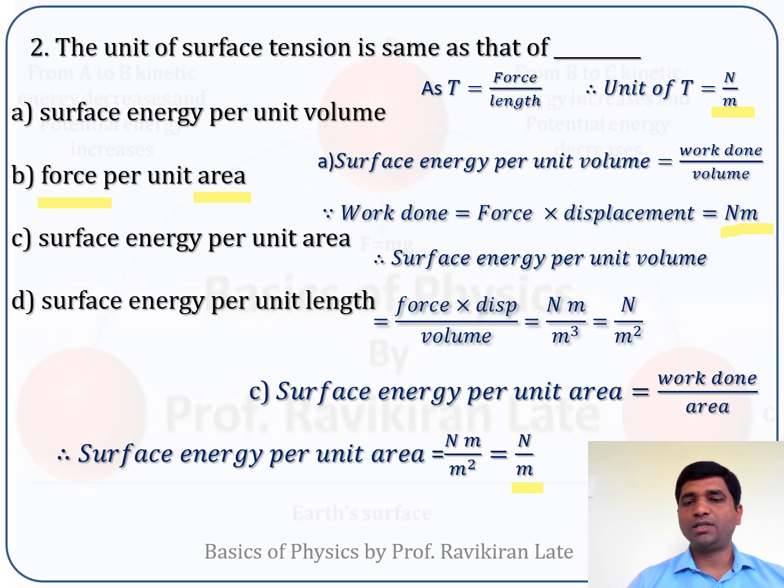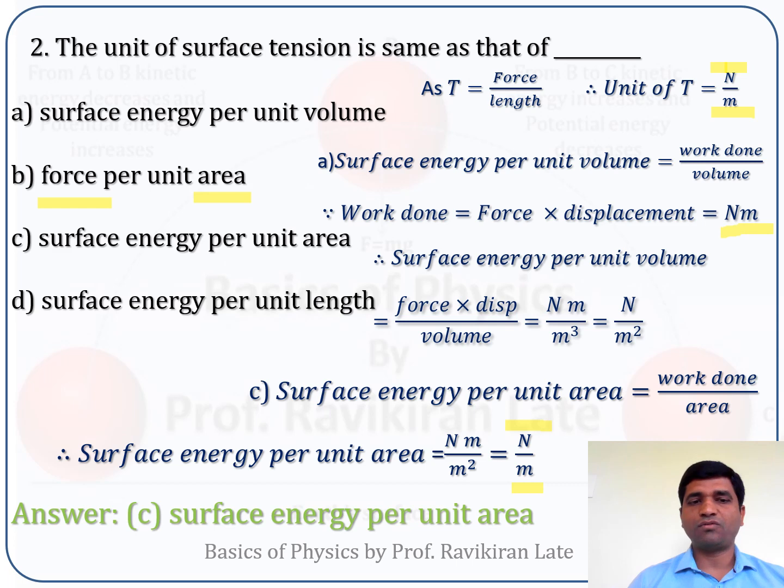So if you compare this Newton per meter with this Newton per meter, your units are matching with each other. So obviously the answer for this question is that surface tension has unit same as that of surface energy per unit area. Okay, so the correct answer is option C.